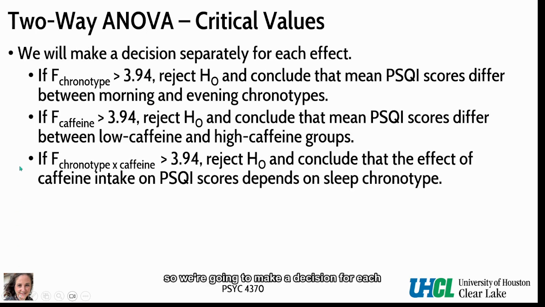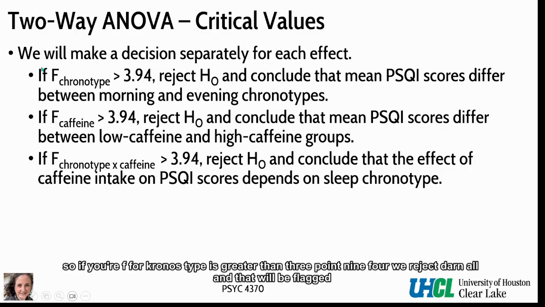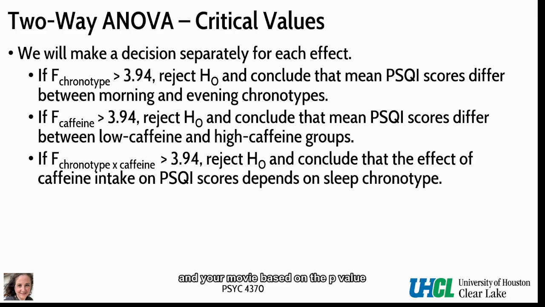So we're going to make a decision for each group of hypotheses separately. So if your F for chronotype is greater than 3.94, we reject our null, and that will be flagged in Jamovi based on the p-value. If your caffeine F is greater than 3.94, we reject the null for the caffeine hypothesis. And then if our interaction F, chronotype times caffeine, is greater than 3.94, we reject that null. So we have 3 possible groups of decisions that we can make here.